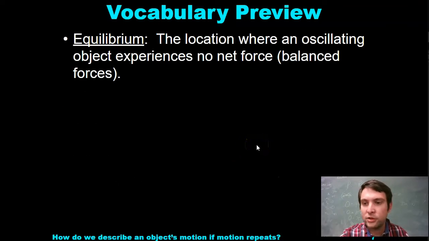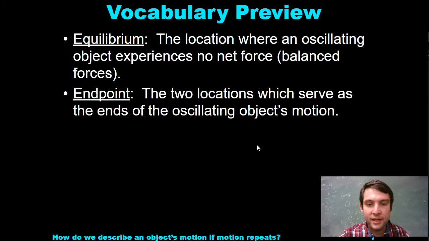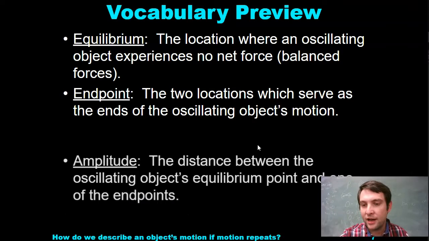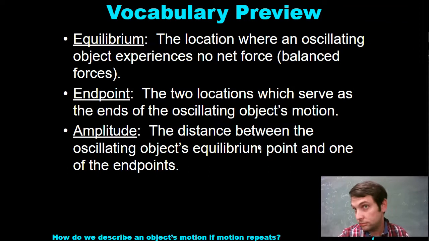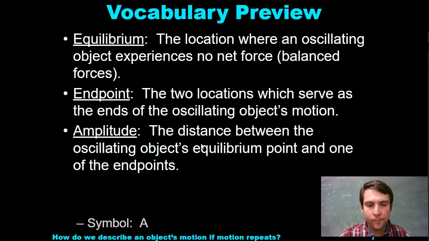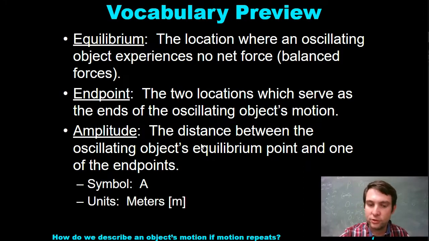Equilibrium is the location where an oscillating object experiences no net force. That's where all of your forces are balanced. The endpoints are two locations which serve as ends of the oscillating object's motion. The amplitude is the distance between the oscillating object's equilibrium point and one of the endpoints. It'll make sense soon. Amplitude is measured in meters.